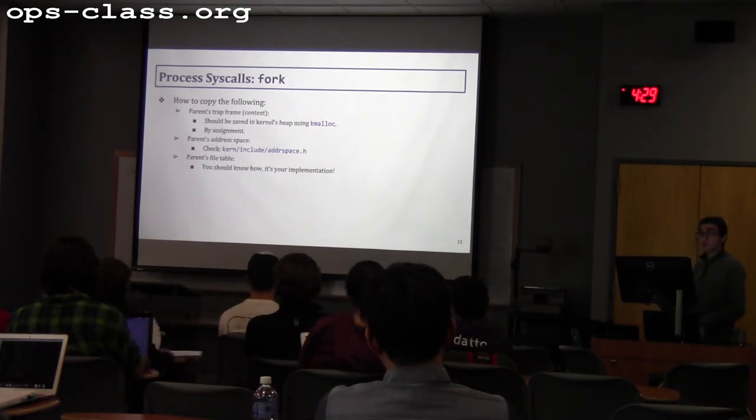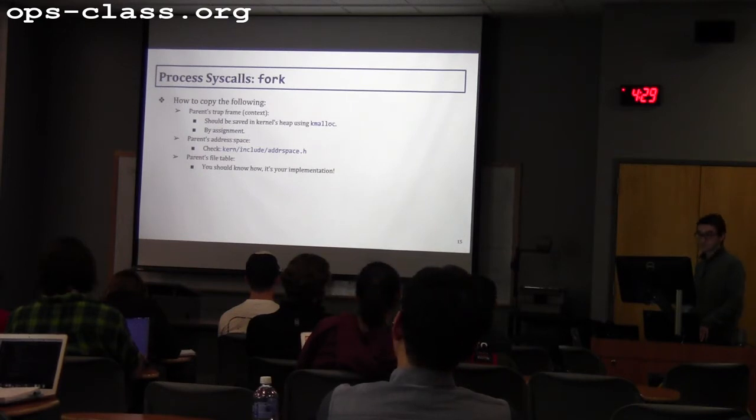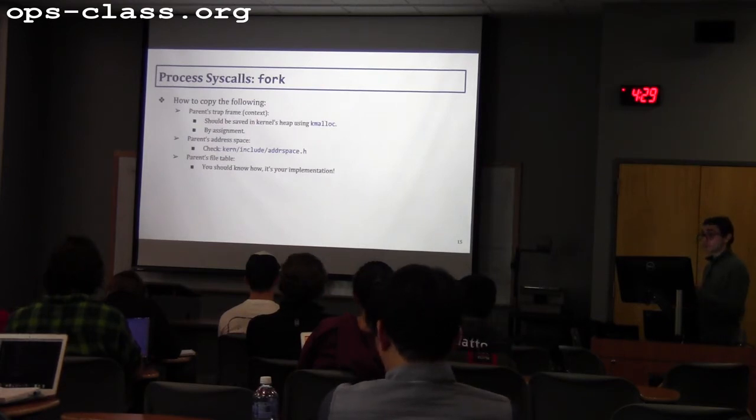So how to copy the trap frame? As we said, the trap frame is basically a structure. So you need to copy the trap frame into the kernel heap, which means you need to allocate a structure of type trap frame through kmalloc, and then by assignment, make the new variable that you defined through kmalloc equal to the trap frame that you received from the parent. C should handle copying all the registers for you in that structure. So you need to copy the parent trap frame through assignment.